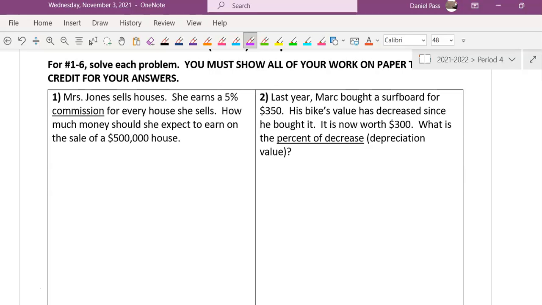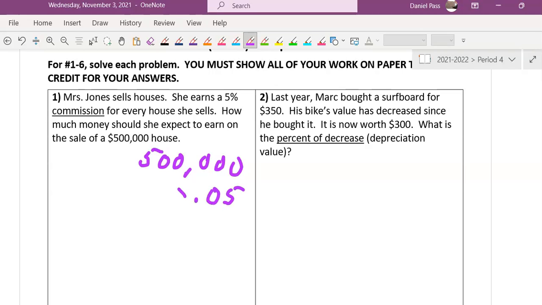Mrs. Jones sells houses. She earns 5% commission for every house she sells. How much money should she expect to earn on the sale of a $500,000 house? I moved the decimal places 2 places to the left on 5% and multiplied it by 500,000. Okay, so what am I writing down? 0.05 times 500,000.